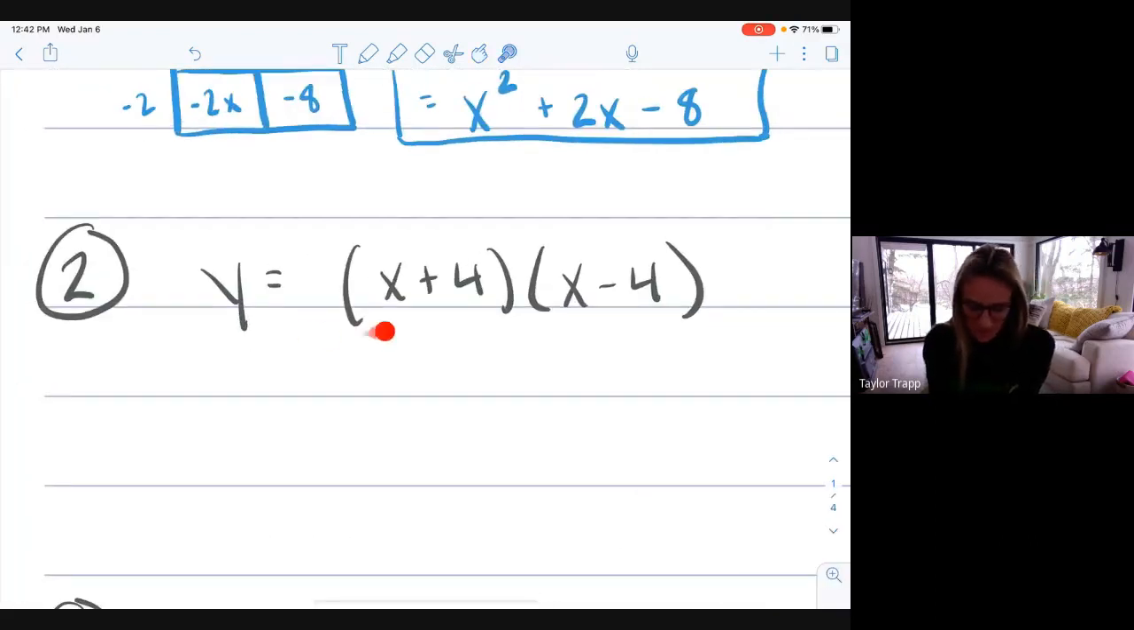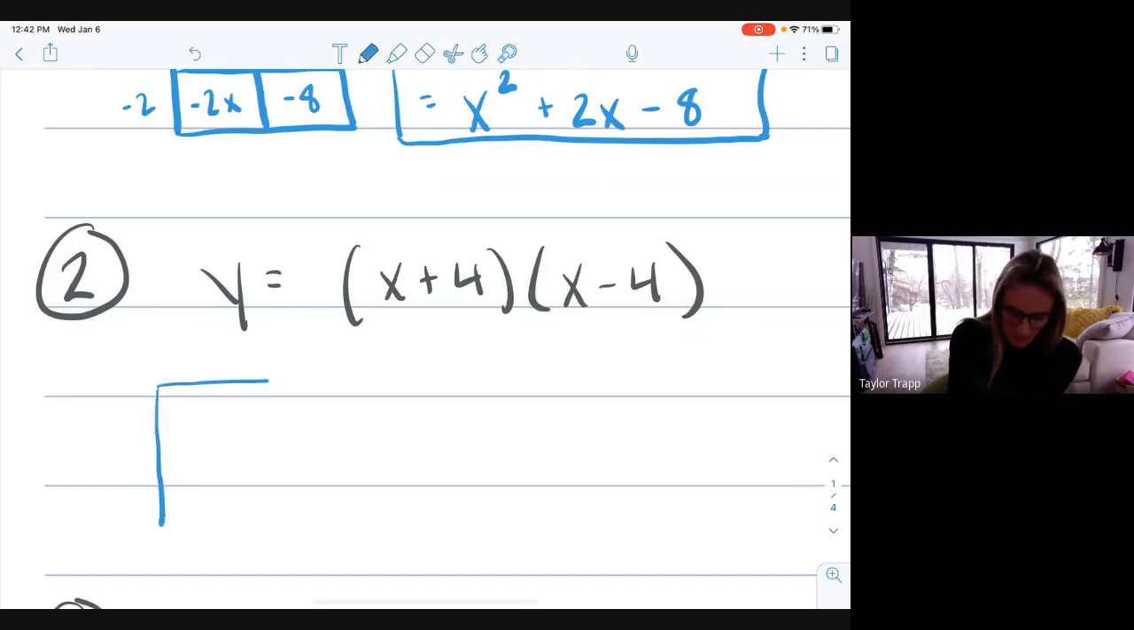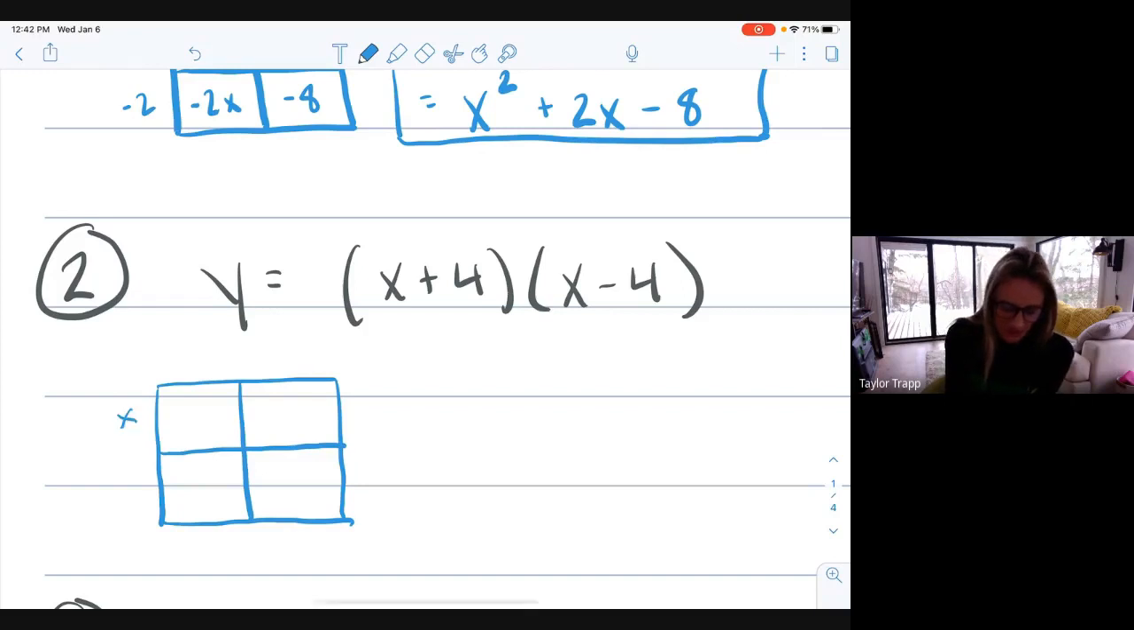So we've got y equals (x plus 4) times (x minus 4). So same idea here, we're just multiplying. You could make a box, but this one is a little bit different, and I'll show you why. There was one like this on your summative quiz, and a lot of you did okay, but I think there's a little bit of confusion.